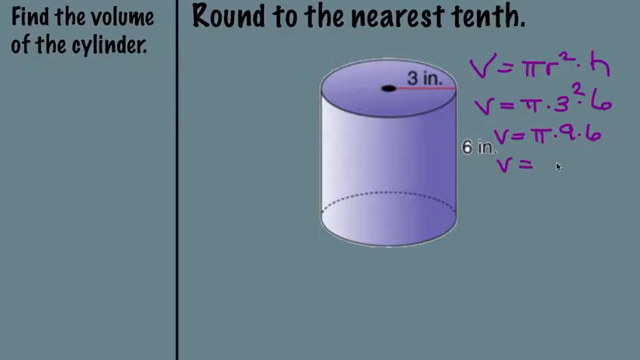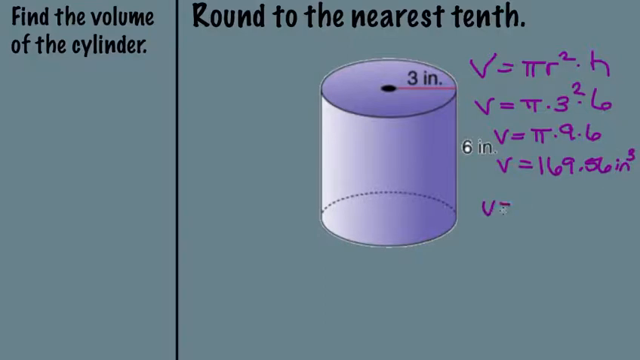So when I get to this point, I'm just going to take pi times 9 times 6. And I'm going to get the answer of 169.56 inches cubed, because it's volume.